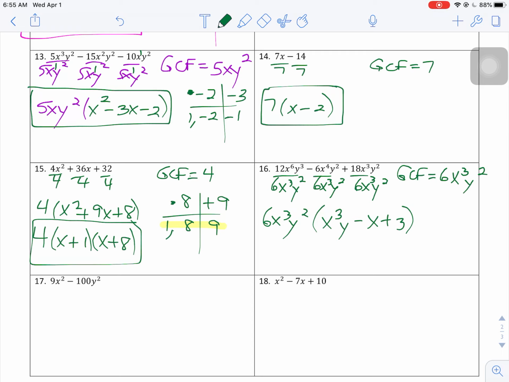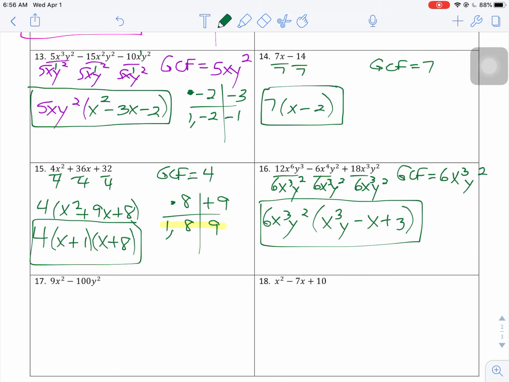Now, when I look at my leftovers in the parentheses, it is a trinomial. It does have 3 terms, but it's not an x squared term in the front. So we can't factor this like we were factoring all those other basic trinomials because I can't split x to the third and the y. I can't split that up. So I'm just going to stop here, again, because that first term wasn't an x squared that could be split up.